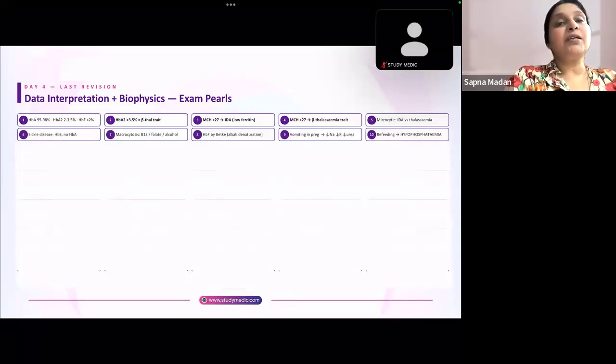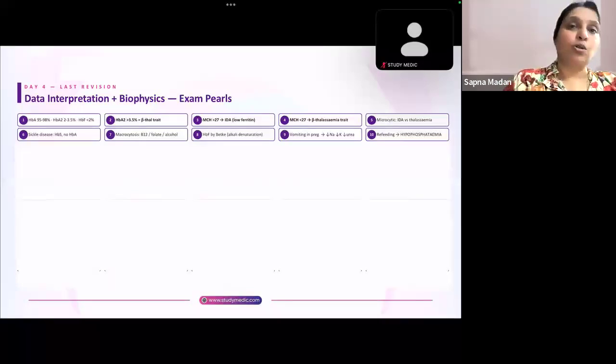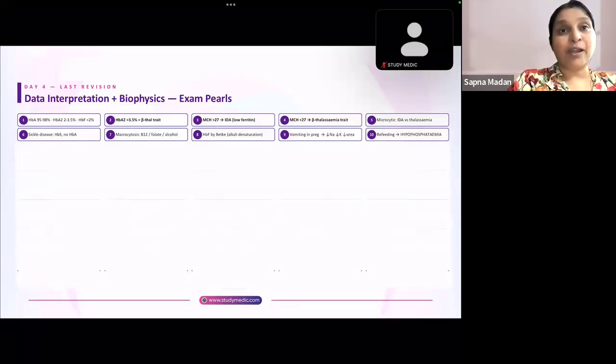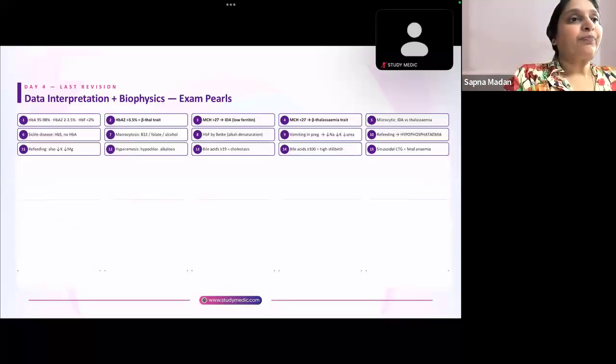Vomiting in pregnancy, the peculiar thing over here is not only hypokalemia, it also has hyponatremia and low urea. So this triad is very peculiar in vomiting in pregnancy. Refeeding syndrome causes hypophosphatemia, that is the hallmark. It can also cause hypokalemia and hypomagnesemia. Hyperemesis causes hypochloremic metabolic alkalosis.